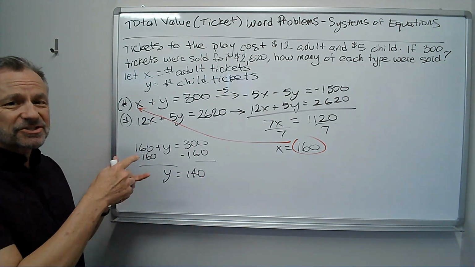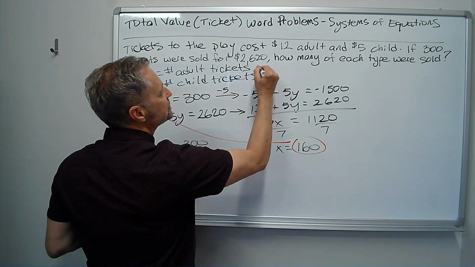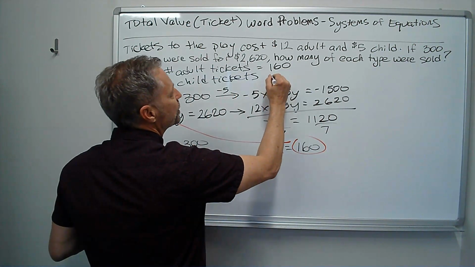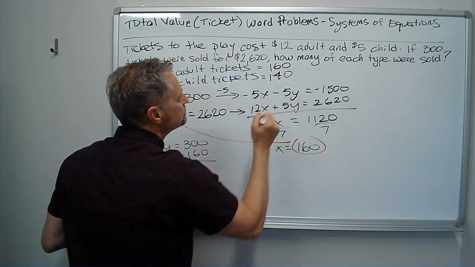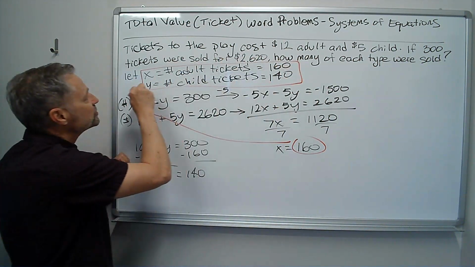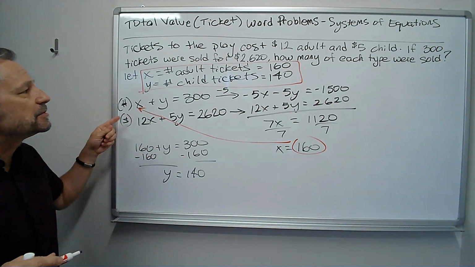So I'm going to answer it in terms of the problem. X is number of adult tickets, 160. Y is number of child tickets, 140. And then what I would suggest, we'll box that so the teacher knows that's my answer. Plug those in, make sure they work. So plug them into both equations.